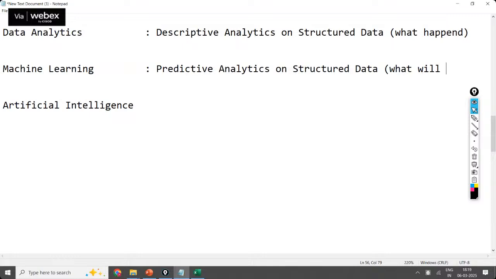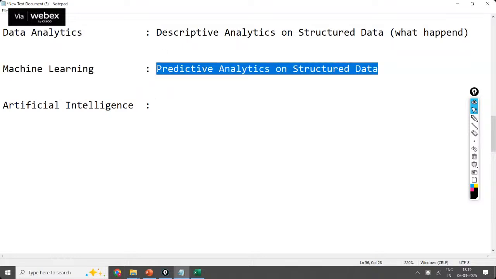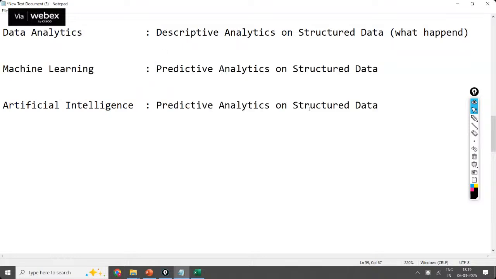Okay, so we are going to discuss the future. In the same way, artificial intelligence. What does artificial intelligence mean? Predictive analytics on unstructured data. Instead of structured data, we are working on unstructured data, that is nothing but text data and image data, like ChatGPT. You ask one question and ChatGPT predicts the answer. That is text. What does text data mean?